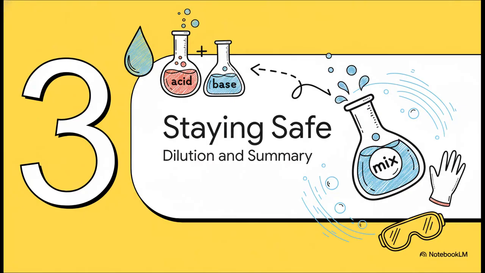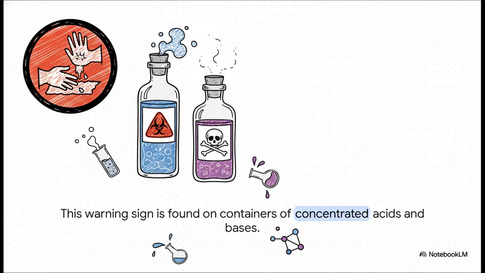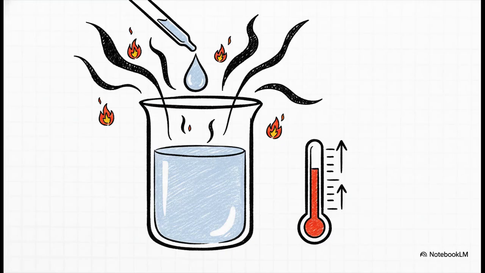Now that we know how important water is for acids and bases, we must talk about safety. Specifically, what is the safe way to mix a concentrated acid with water? This is a very important safety rule. I am sure you have all seen this warning sign on bottles in the chemistry lab. It shows that the chemical inside is corrosive, meaning it can cause damage. This sign is there for a very, very important reason. And that reason is this.